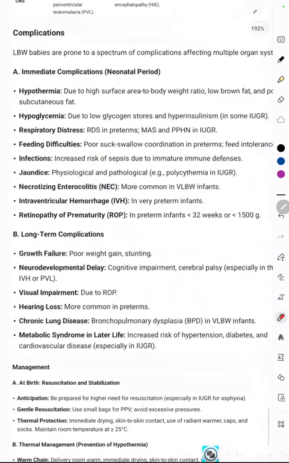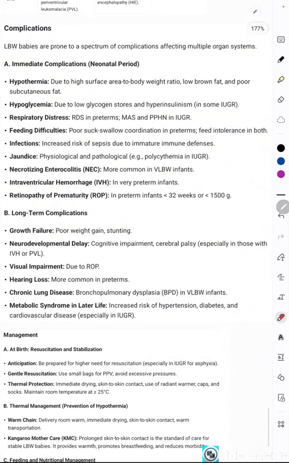So the complications of low birth weight babies are hypothermia, hypoglycemia, respiratory distress syndrome, necrotizing enterocolitis, infections, jaundice, retinopathy of prematurity. It is seen in preterm infants less than 32 weeks or less than 1.5 kg in weight, that is very low birth weight babies, and intraventricular hemorrhage.